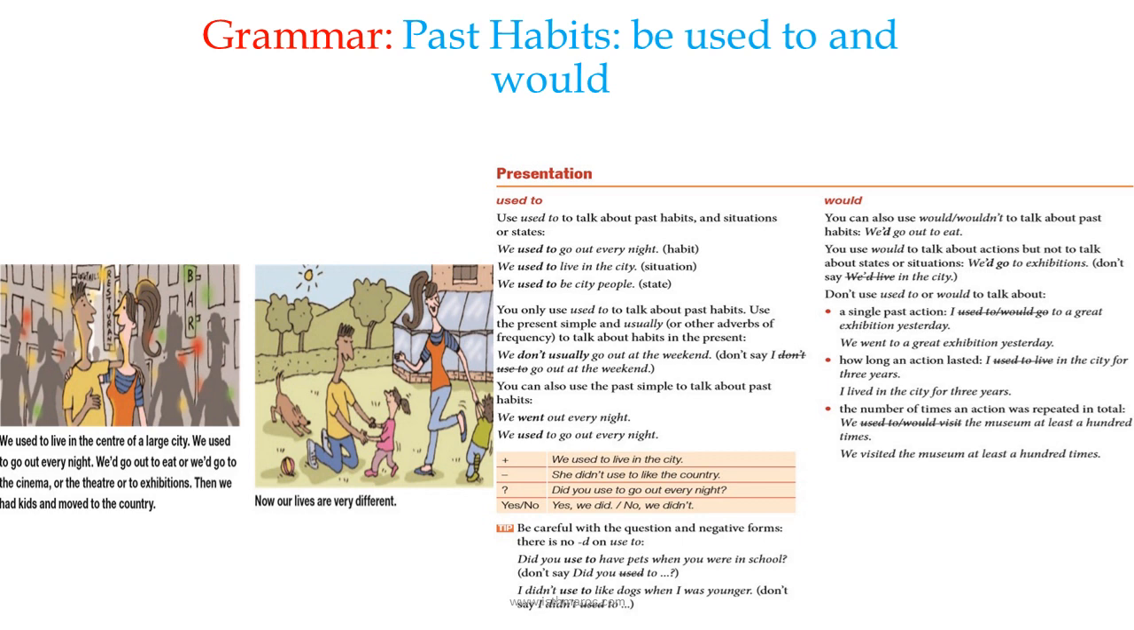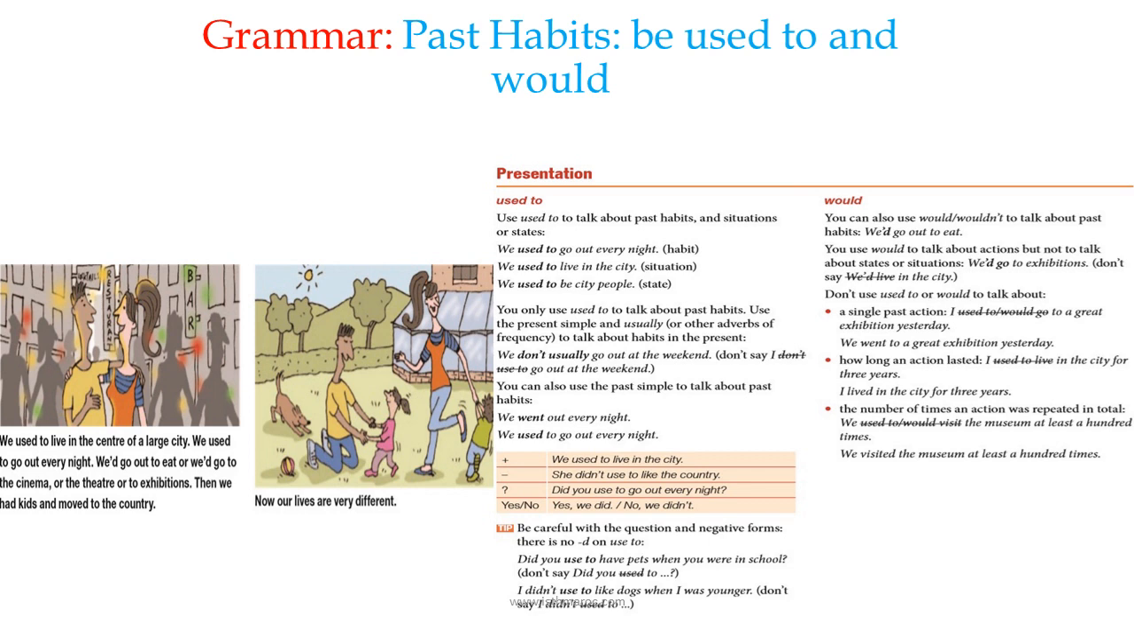Affirmative, we used to live in the city. Negative, she didn't use to like the city. So didn't plus infinitive, and the infinitive is use to. Question, did you use to go out every night? So as not to confuse things, only in the affirmative we add d for used. It's okay. Used to plus verb in the infinitive. Negative, didn't plus infinitive use to, okay, and then you continue.